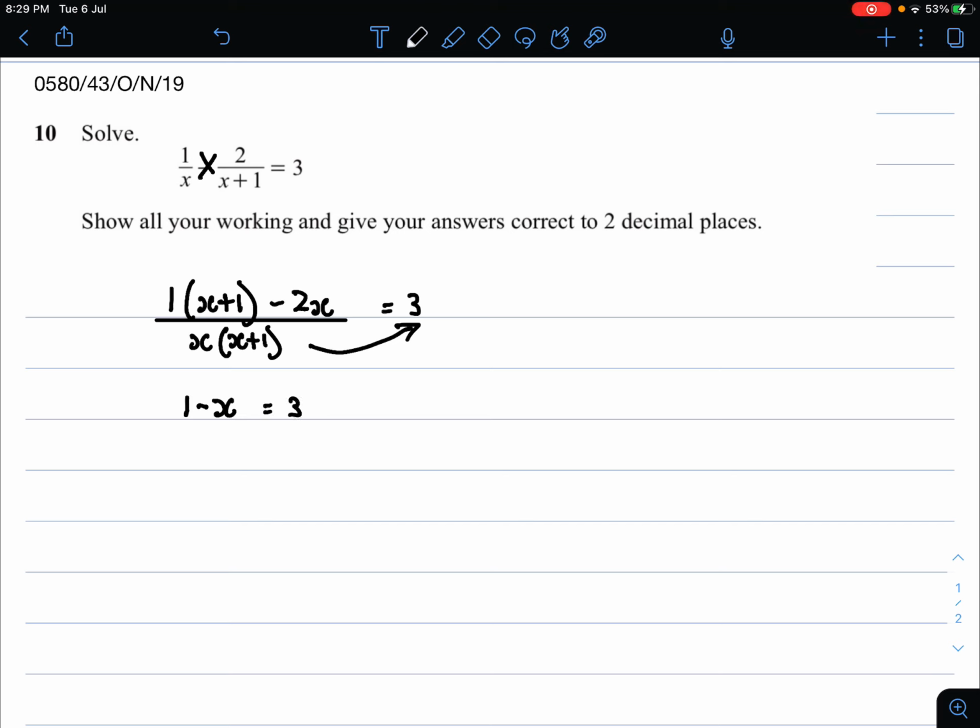3 times. Now we can expand this bracket, so x multiplied by x is x square and x multiplied by 1 is x, so we'll be left with this. Now we can open this bracket also, so 1 minus x is equal to 3 multiplied by x square, which is 3x square, and 3 multiplied by x is 3x.